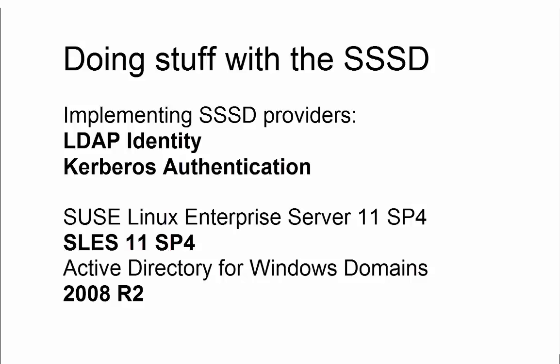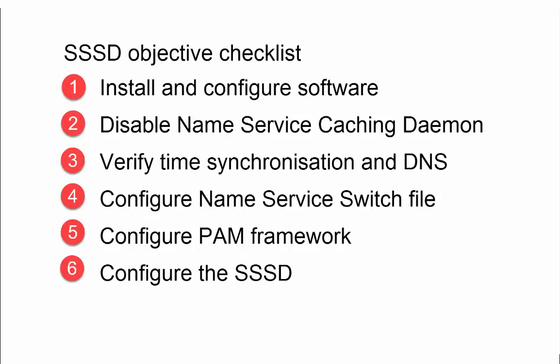We will be using a deployment checklist. We will install and configure all of the required software. We will disable the name service caching daemon. We will validate that time synchronization and DNS is working correctly. We will modify the name service switch file. We will modify the PAM framework to support the SSSD. And then finally, we will configure the SSSD itself.